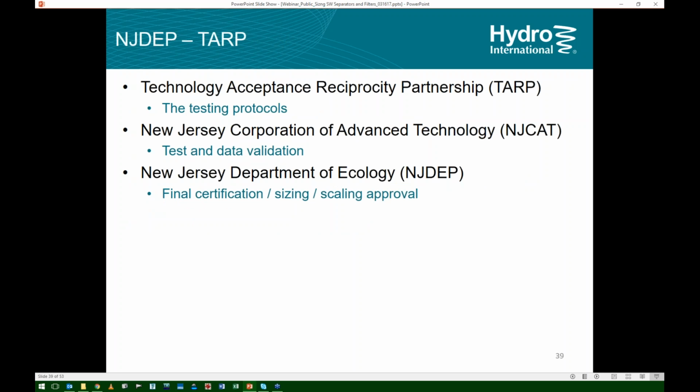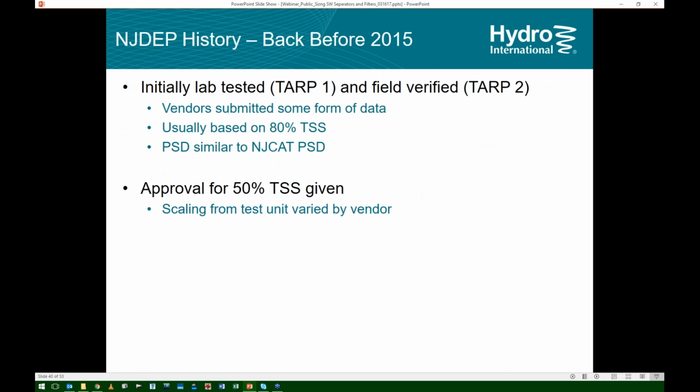The TARP protocol, the Technology Acceptance Reciprocal Partnership, TARP. Now, everything that Washington DOE is now, TARP used to have those same problems. They had the scaling problems, they had all sorts of problems, and I'll just explain a couple of those. But back before 2015, they had all sorts of problems. It was all based on 2 stages, basically a lab test stage followed by field verification. So you could get to a certain level of certification through lab testing, which allowed new technology to get a start, and then you could start working on your field verification.